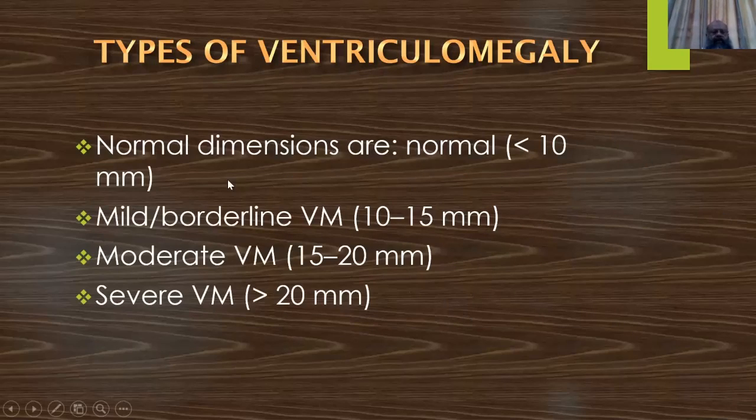Types of ventriculomegaly. Normal dimensions: when we measure the width of the ventricle, it must be less than 10 millimeters or 1 centimeter. So anything above 9 mm will be suspicious. Mild borderline ventriculomegaly is 10 to 15 mm, moderate is 15 to 20, and severe ventriculomegaly is about or above 2 centimeters, which is 20 millimeters. This is how we differentiate according to the severity.